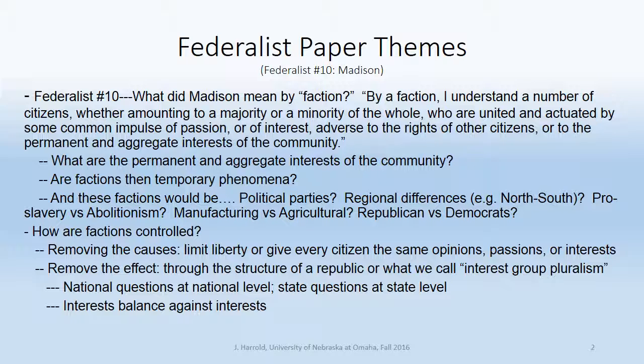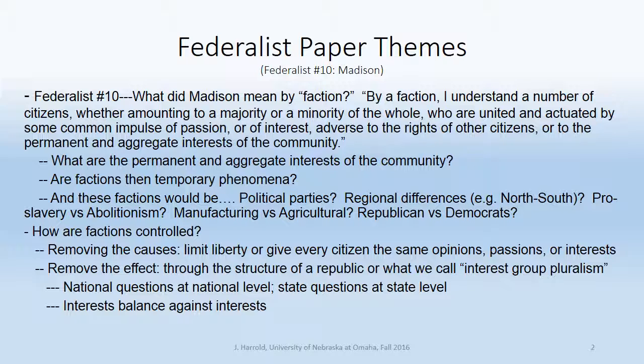And then what factions do you think Madison might have been talking about? Was he talking about political parties? Was he foreseeing them? Because it really was just a few years that political parties appeared on the scene. One group was called the Federalists, and one was called the Republicans, which actually, ironically enough, is the founding of the Democratic Party. Or was he talking about regional differences?